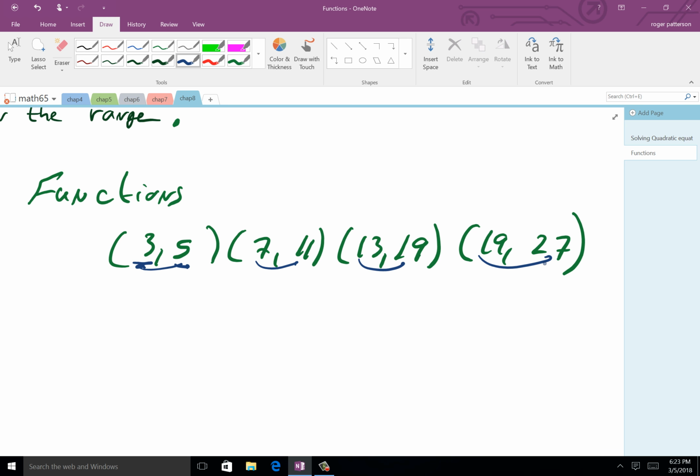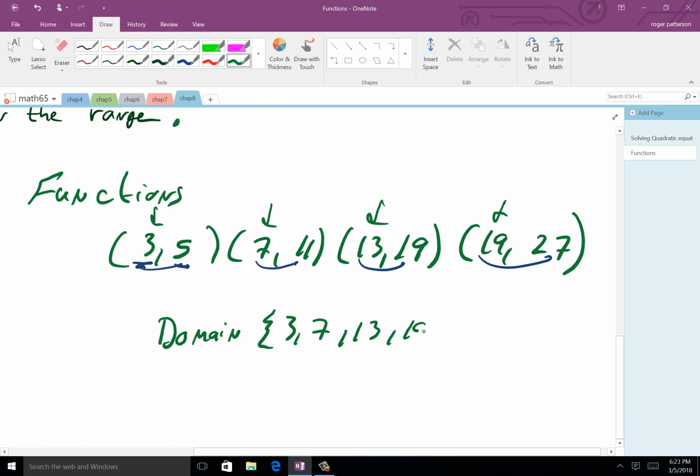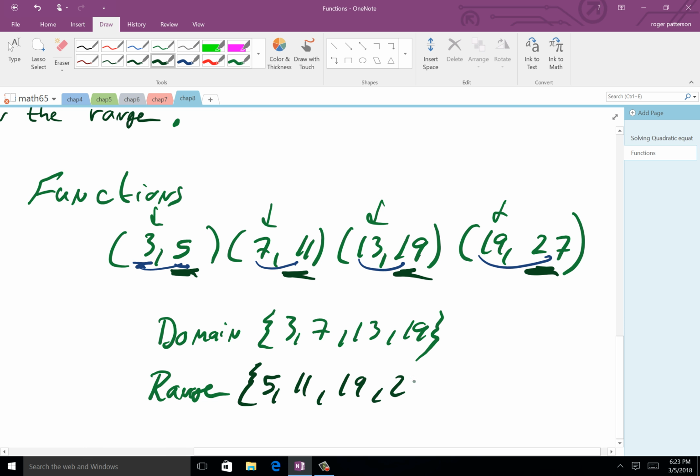That's good. Then we have a domain. The domain is the input, or the x. So if we concentrate on the x's, here, here, here, and here, that's your domain. So you just go 3, 7, 13, 19. The range is the output, or the y's. So that would be here, here, here, and here. That would be 5, 11, 19, 27. So that's your range. Domain is x, range is y, input, output.